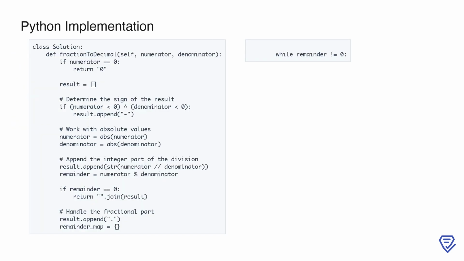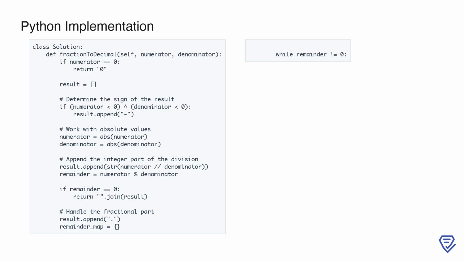Here, we begin by defining the fraction to decimal method within the solution class. The first thing we check is whether the numerator is 0, because if it is, the result of the fraction will always be 0, and we can simply return that as a string. Next, we initialize an empty list called result to build the final output as a sequence of characters. To handle the sign of the result, we use the XOR operator to check if either the numerator or denominator is negative, but not both. If this condition is true, we append a negative sign to our result. Then, we convert both the numerator and denominator to their absolute values to simplify the calculation.